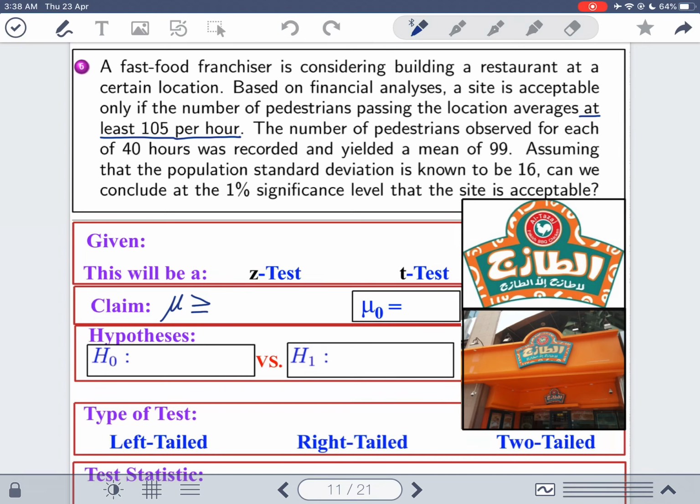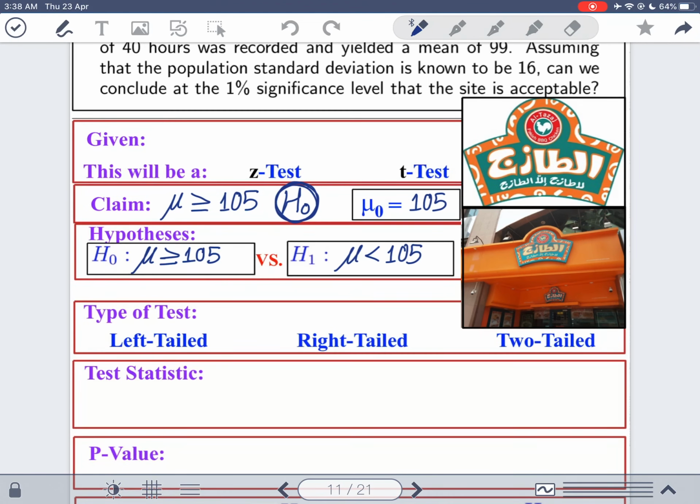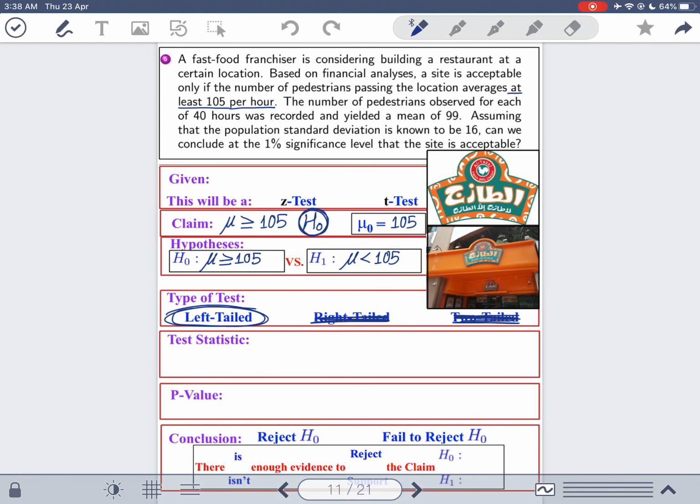So mu bigger than or equal to 105. And so this is mu0, and because this has an equal sign in it, it is the null hypothesis. So our claim is the null hypothesis. And so we'll write it here, mu bigger than or equal to 105. Alternative, of course, is the complementary statement, less than 105. And because you have less than, this will be a left tail test, and so you'll take these two away.